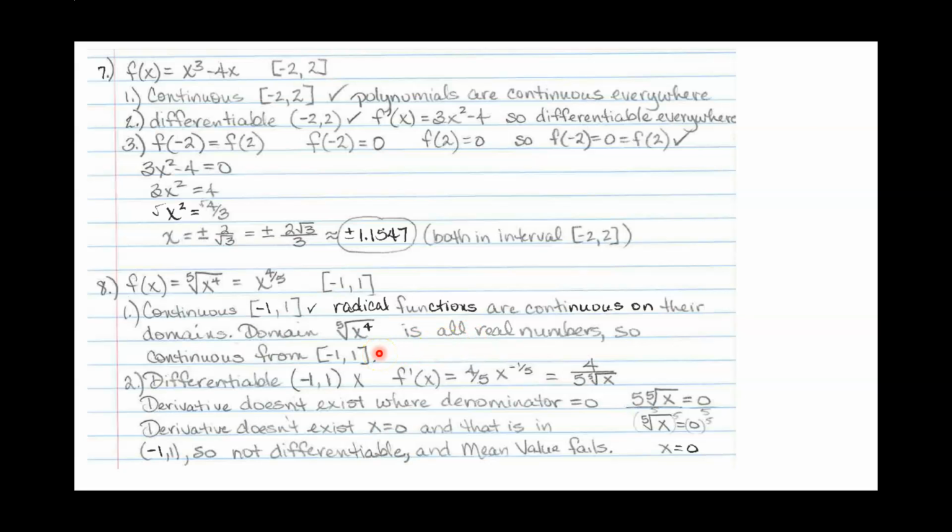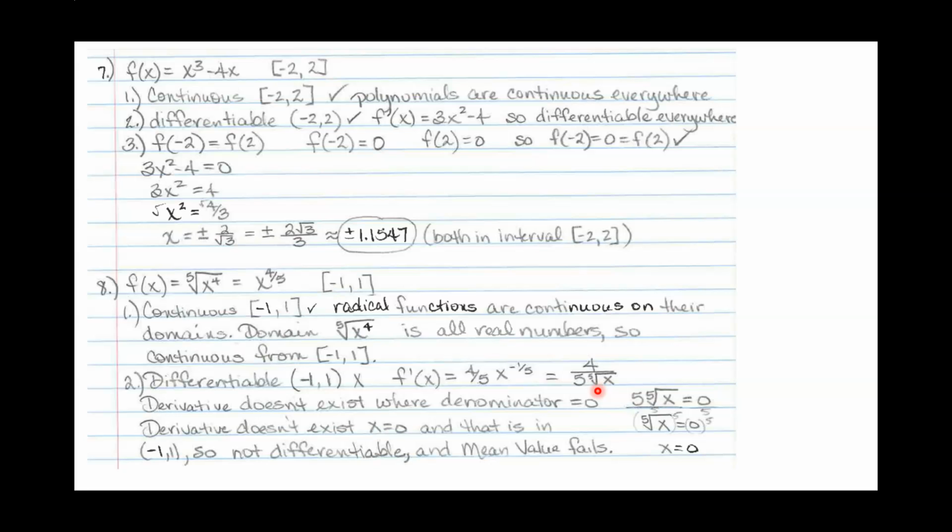Then I want to check differentiability, and the easiest way to do that is just to take the derivative. So if I had x to the 4/5, the derivative of that would be 4/5 x to the negative 1/5. So we could write that as 4/5 and then x to the 1/5 in the denominator. So there's my derivative.